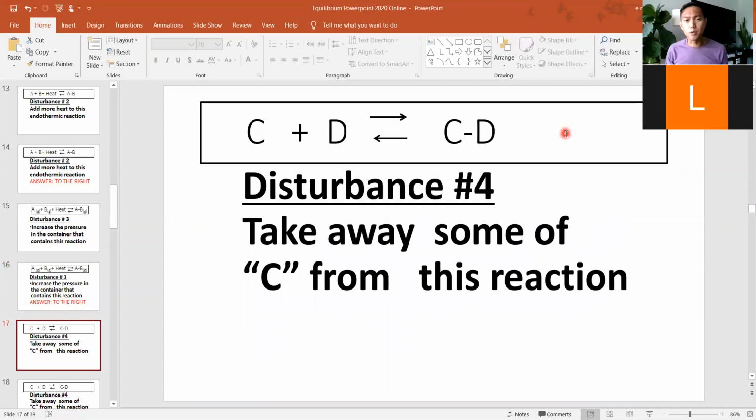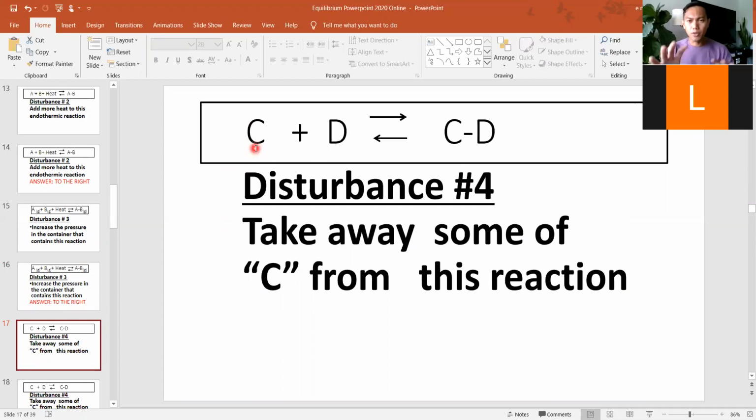Right. Disturbance number 4. This time, instead of adding, we're removing. So in this scenario, they're saying we have a different reaction now, but still generic. C plus D makes CD. What if we remove C? So C is being taken away.